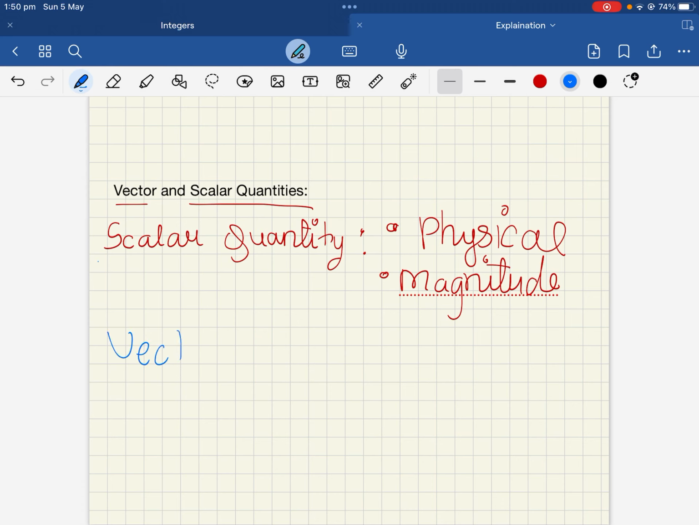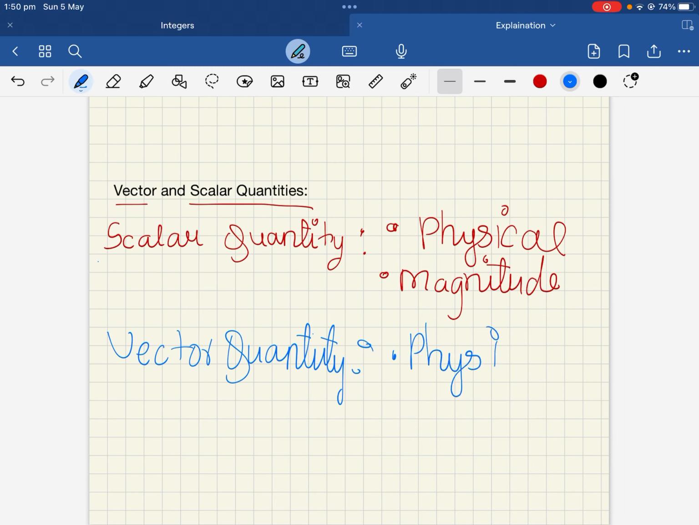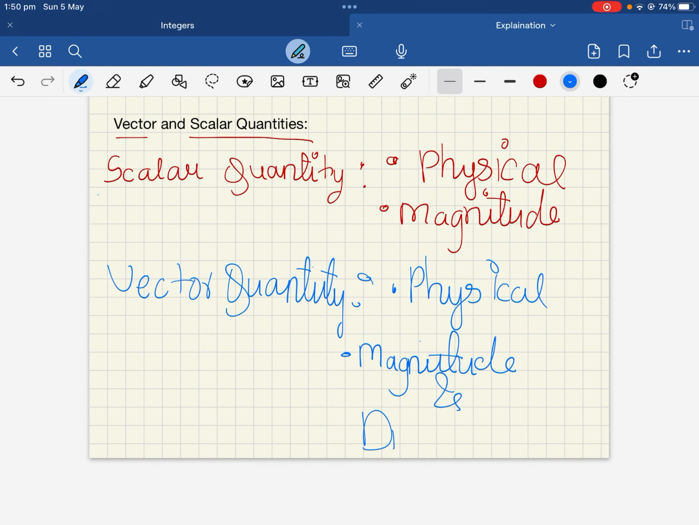And then we have a vector quantity. It is a physical quantity, and it is to be described by the magnitude and direction. What does this mean? What does magnitude mean?